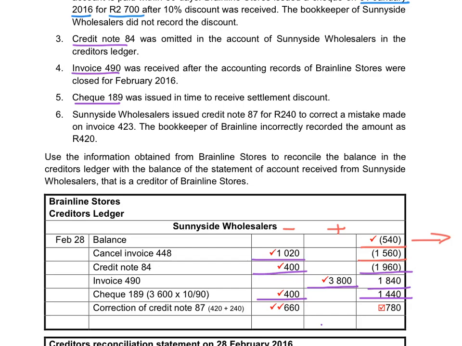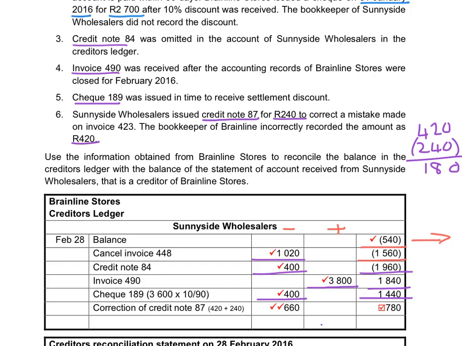Sunnyside Wholesalers issued credit note 87 for R240 to correct a mistake that was made on invoice number 423. The bookkeeper of Brainline incorrectly recorded this amount as 420. So there's a mistake in the creditor's ledger in our books. So we will have to go and look what is the difference between 420 and 240 to see by how much we made a mistake. So we will have to record the 180 rand.